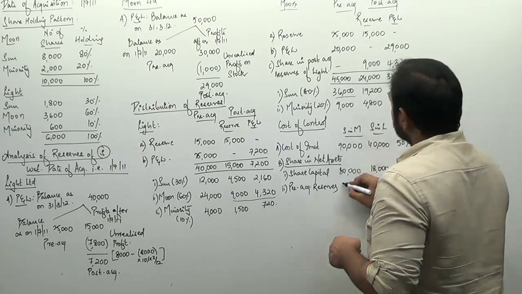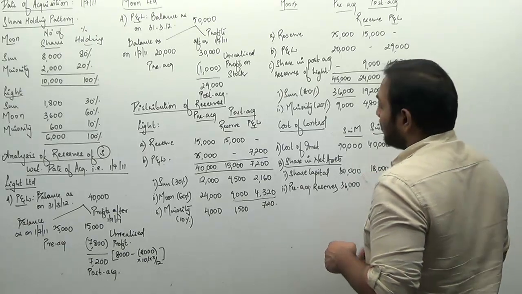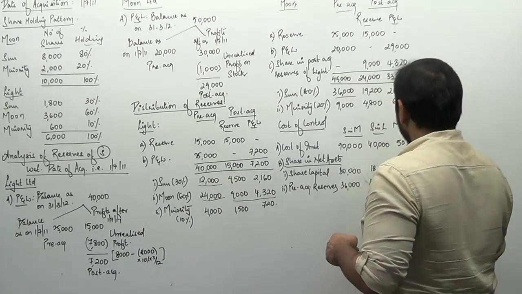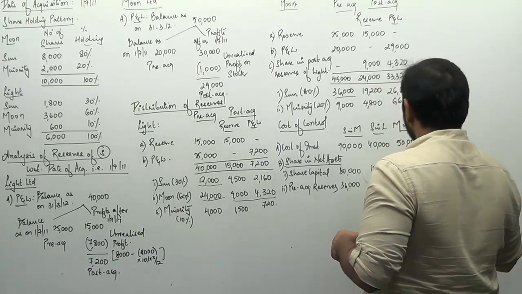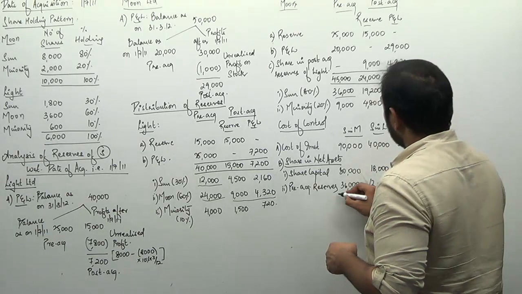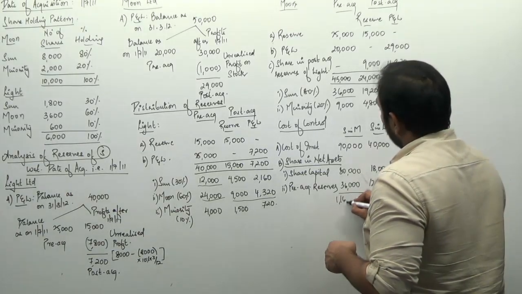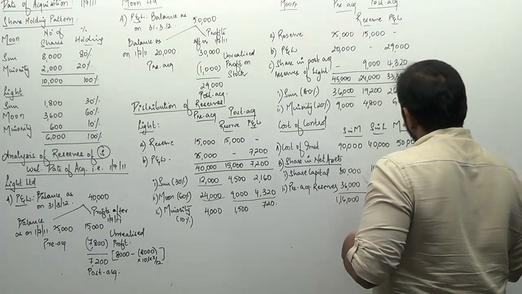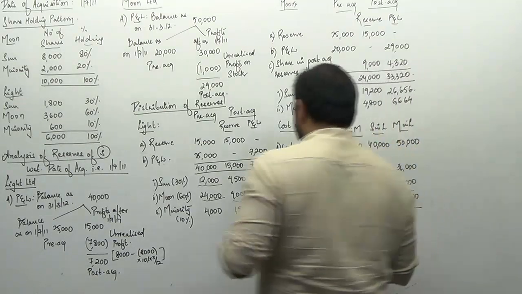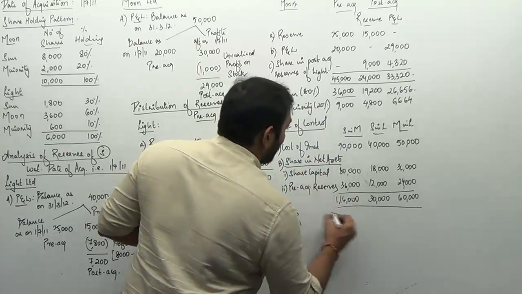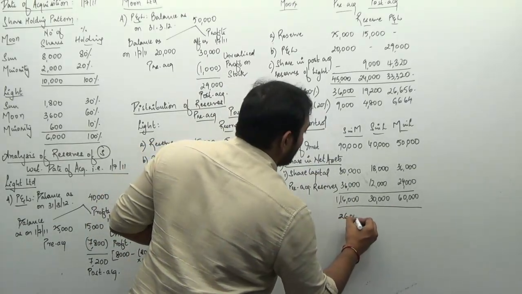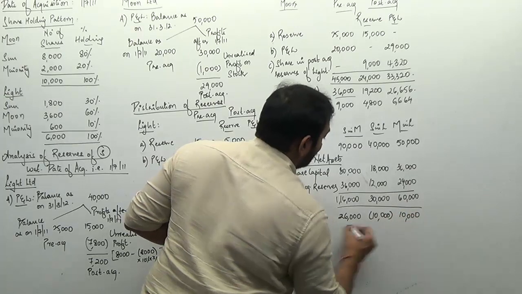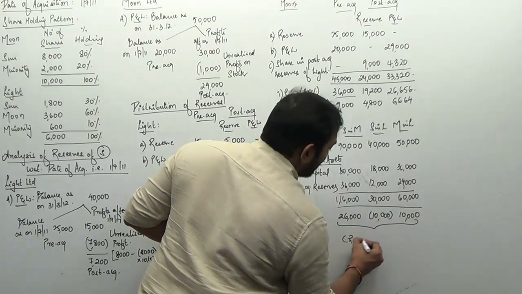Pre-acquisition reserve: Sun and Moon, 36,000. Sun and Light, 12,000. Moon and Light, 24,000. You will get a capital reserve, guys. 1,16,000. Here you will get 10,000 rupees of goodwill, but again 10,000 rupees of capital reserve. Capital reserve is 26,000 minus 10,000 plus 10,000. Total capital reserve in the balance sheet will be 26,000.